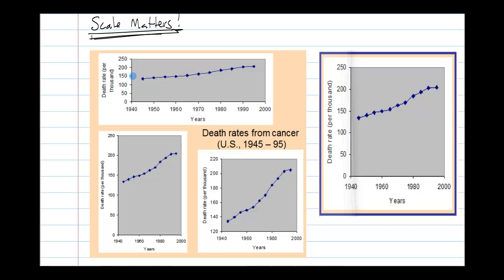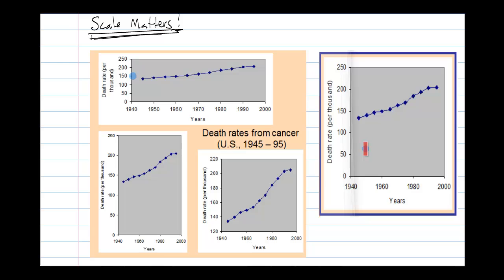First of all, these are death rates from cancer in the U.S. from 1945 to 1995. Now if you look at the horizontal scale here, each of these goes from 1940 to the year 2000. Our data only is collected till 1995, and that's why it doesn't go quite to the end to 2000 there. So our horizontal scales are all identical here. Now our vertical scales are what's changing. In this particular case, our vertical scale goes from 0 to 250, as does this one, as does this one over here.